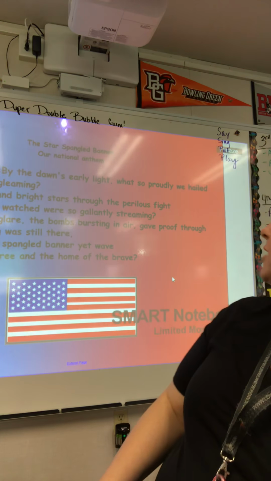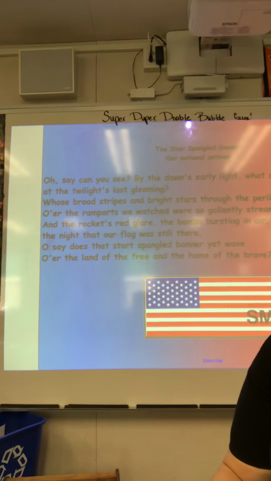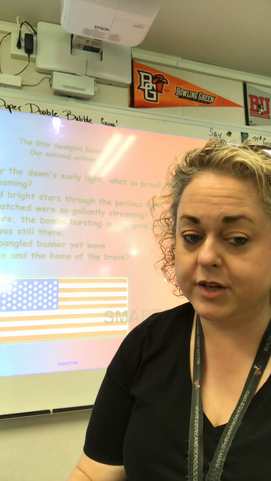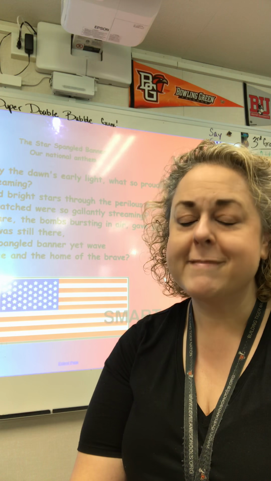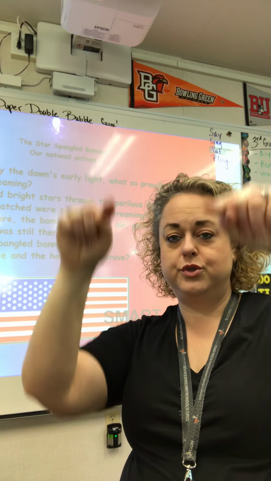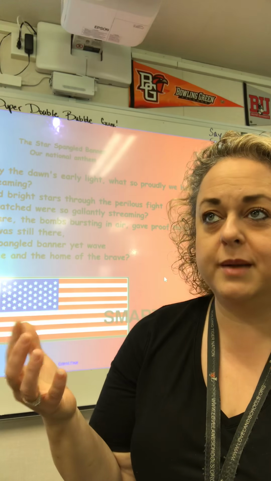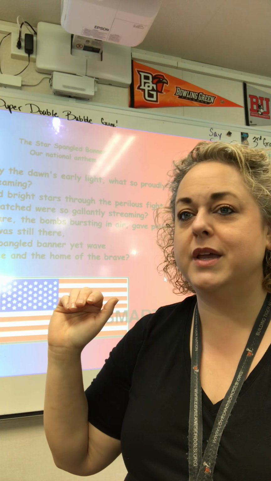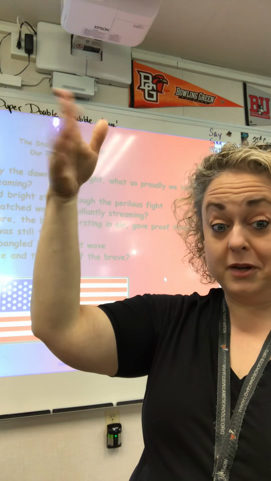Whose broad stripes and bright stars through the perilous fight o'er the ramparts, O-E-R, with that little apostrophe there, that apostrophe takes the place of the V. Over the ramparts we watched. What's a rampart? Does anyone know what a rampart is? A rampart is like the top of a castle where it goes up and down like that. And so this thing with broad stripes and bright stars was over the ramparts, gallantly streaming. That means bravely waving. What could they be talking about?